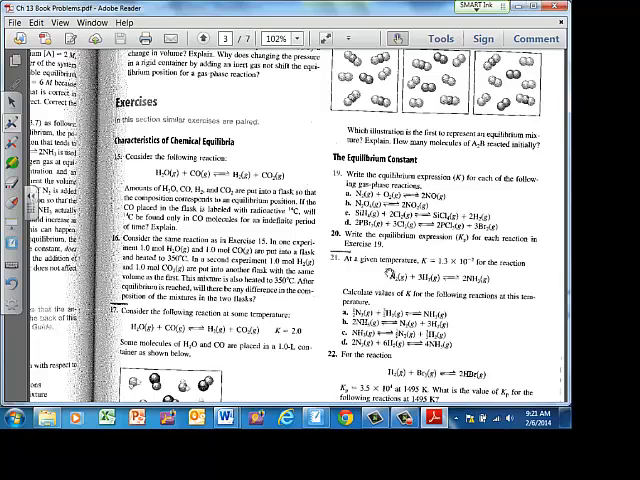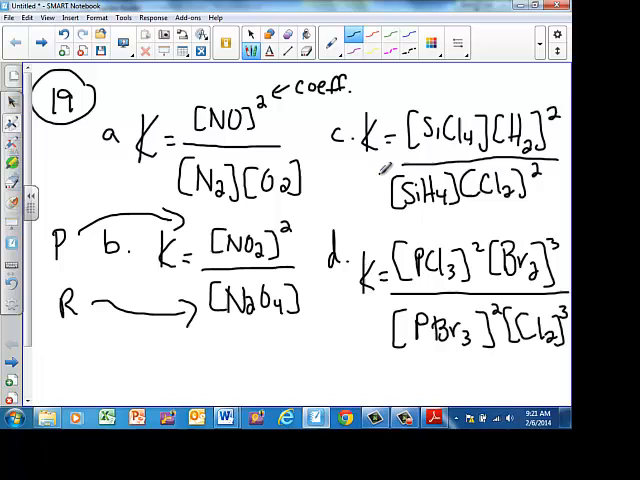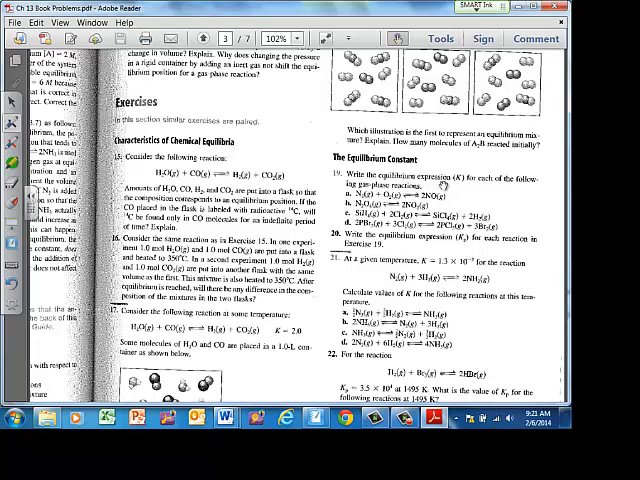Now the next one that I want to do together is going to be number 20. The good news on number 20, you'll notice that we have capital K and what's called Kp. Now, when we look at equilibriums, sometimes we look at concentrations, which is why we wrote all of these with the brackets. That would be molar concentration.